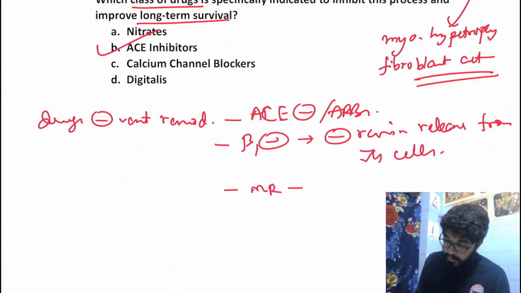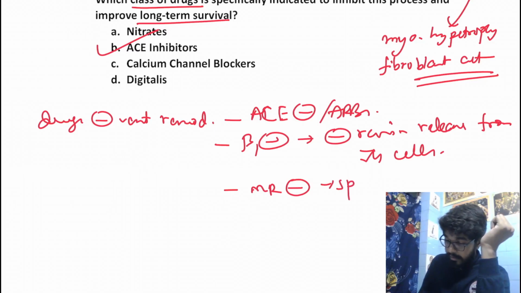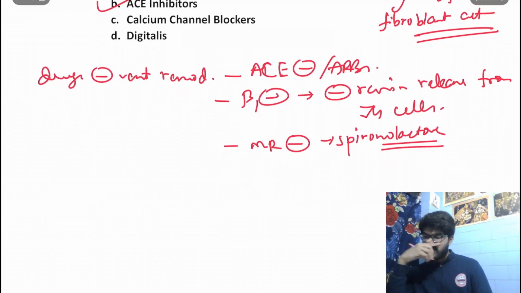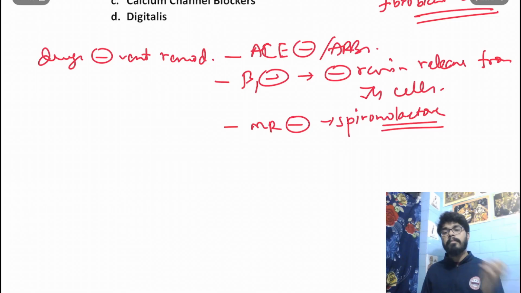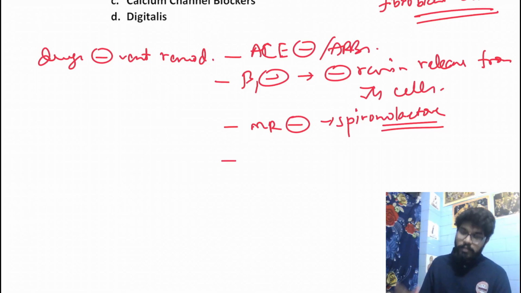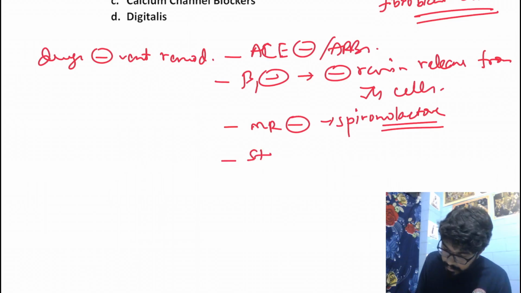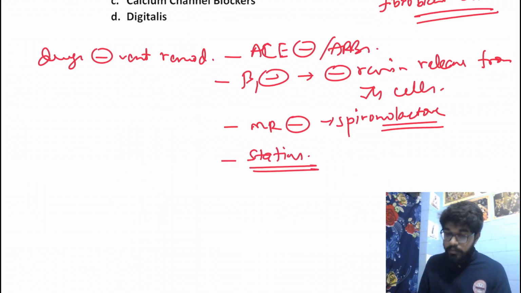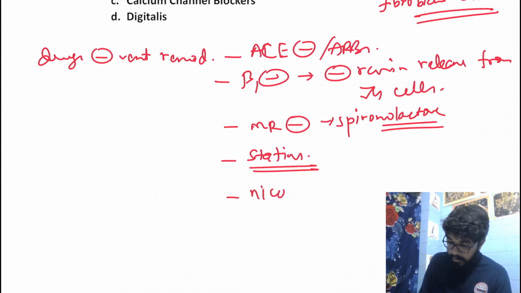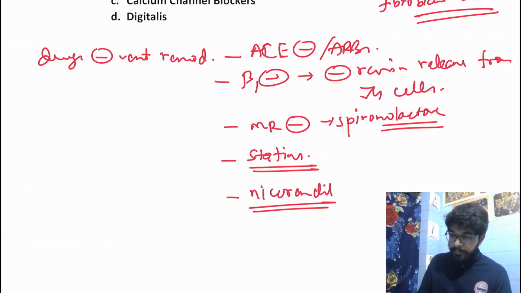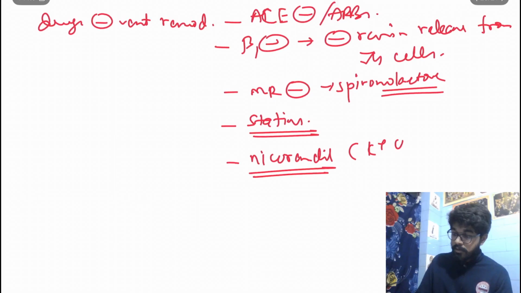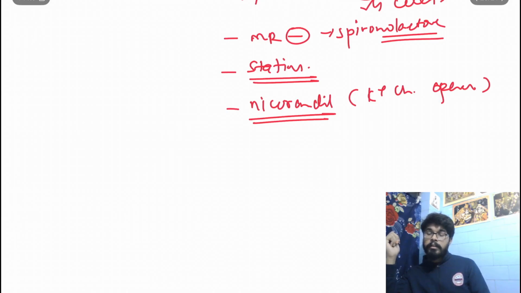And we also have mineralocorticoid receptor antagonists like spironolactone. Right, this is going to inhibit the aldosterone component. Okay. Now, besides this RAS, there are minor pathways which can be blocked with the help of statins. Statins can also help reduce ventricular remodeling. Besides that, a drug called nicorandil can also help in inhibition. Nicorandil is a potassium channel opener. Okay. So nicorandil can also help in stopping ventricular remodeling.